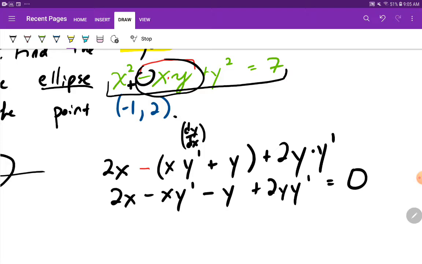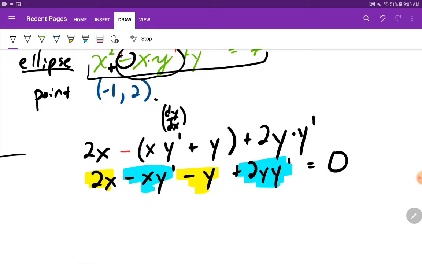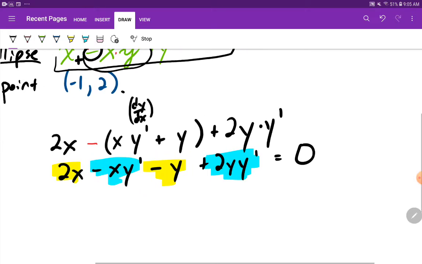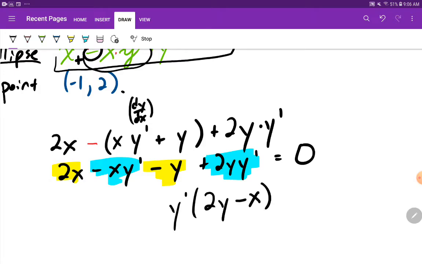So that means this goes to the other side, and this goes to the other side, because the other two terms are going to have a y prime in which we can factor out, right? So I'm actually going to do this all in one step. I'm going to move the yellow pieces over, and then factor out the y prime on the left side, and I'm going to be left with y prime times, let me switch the order here, 2y minus x. Okay, because the 2y and the minus x were left over.